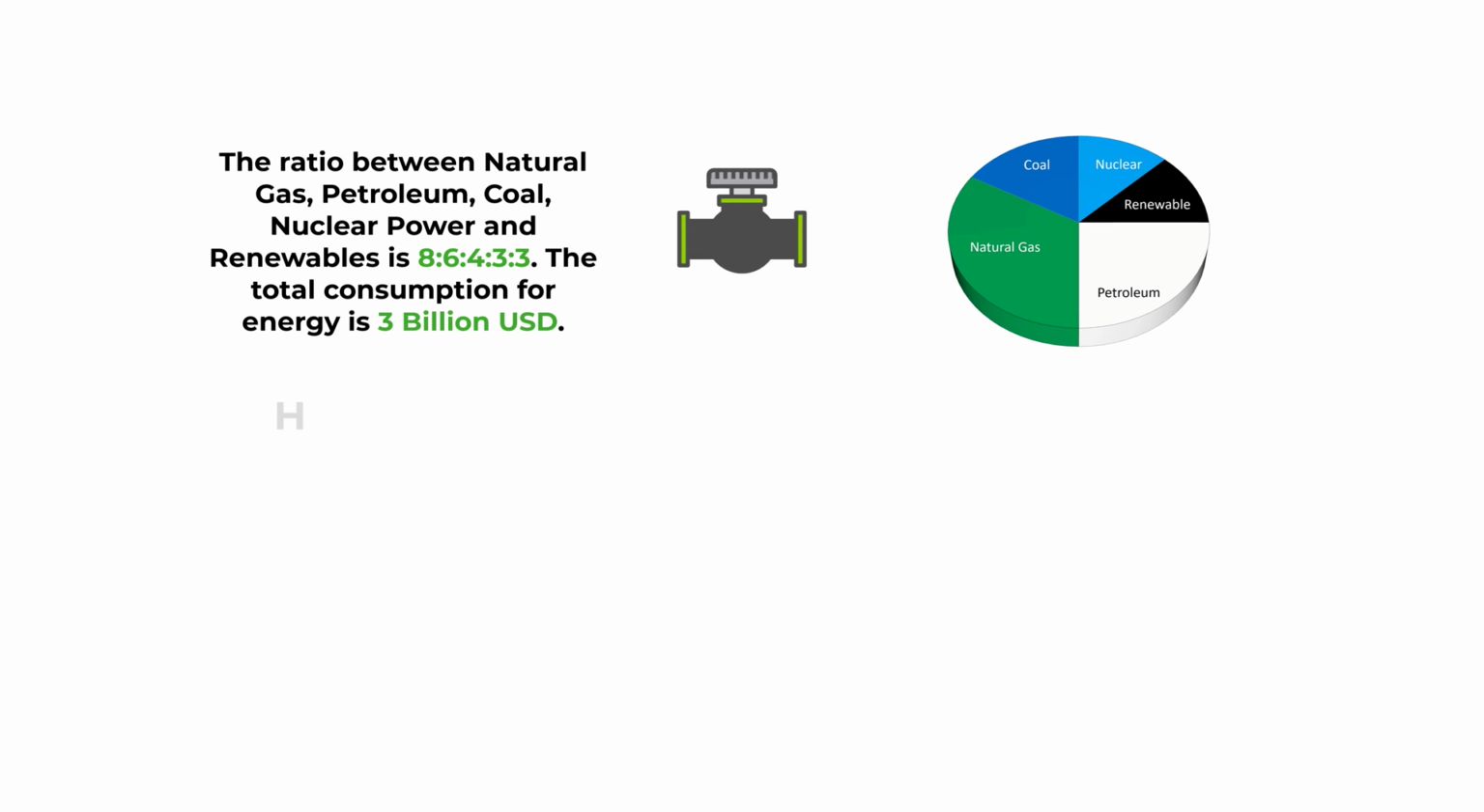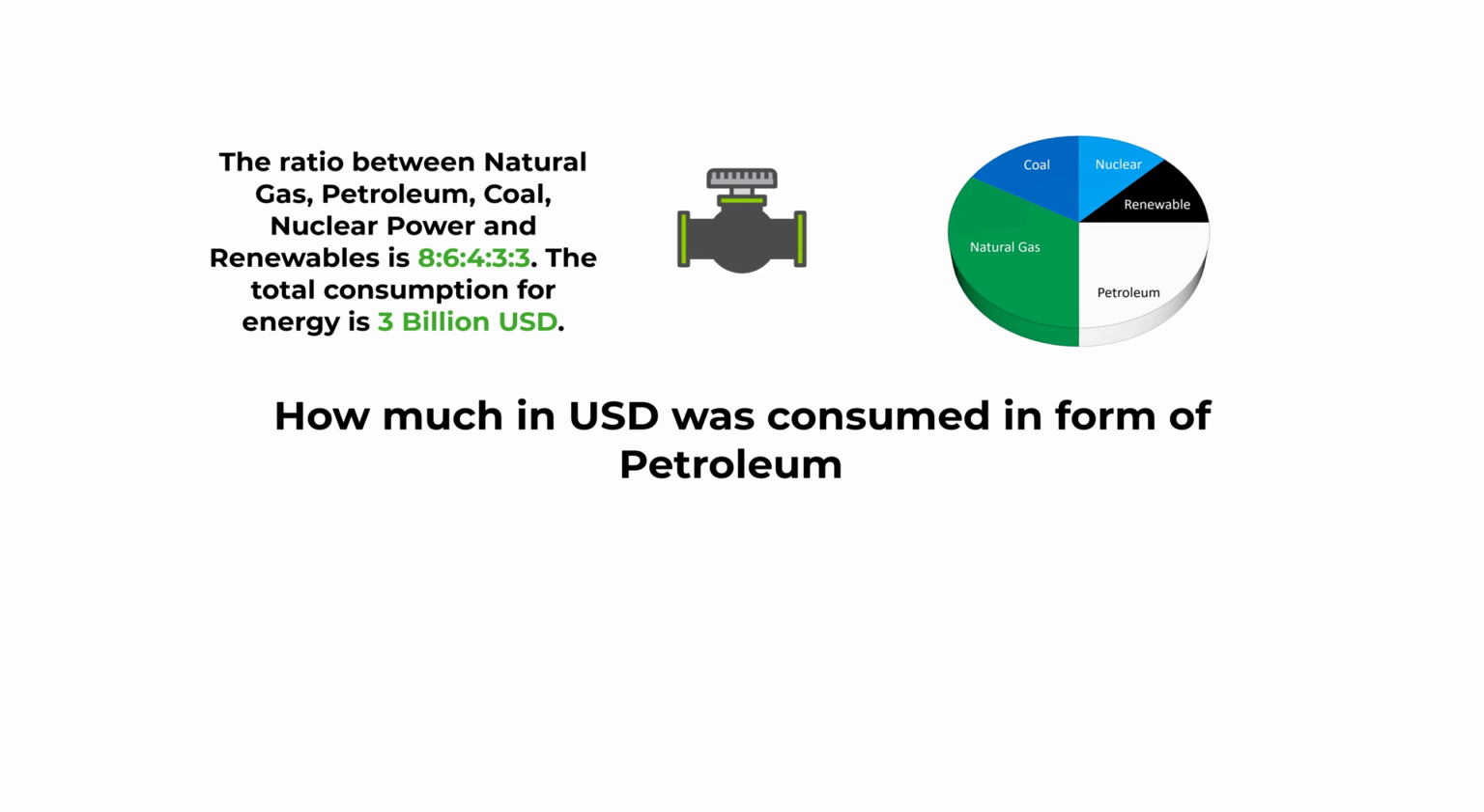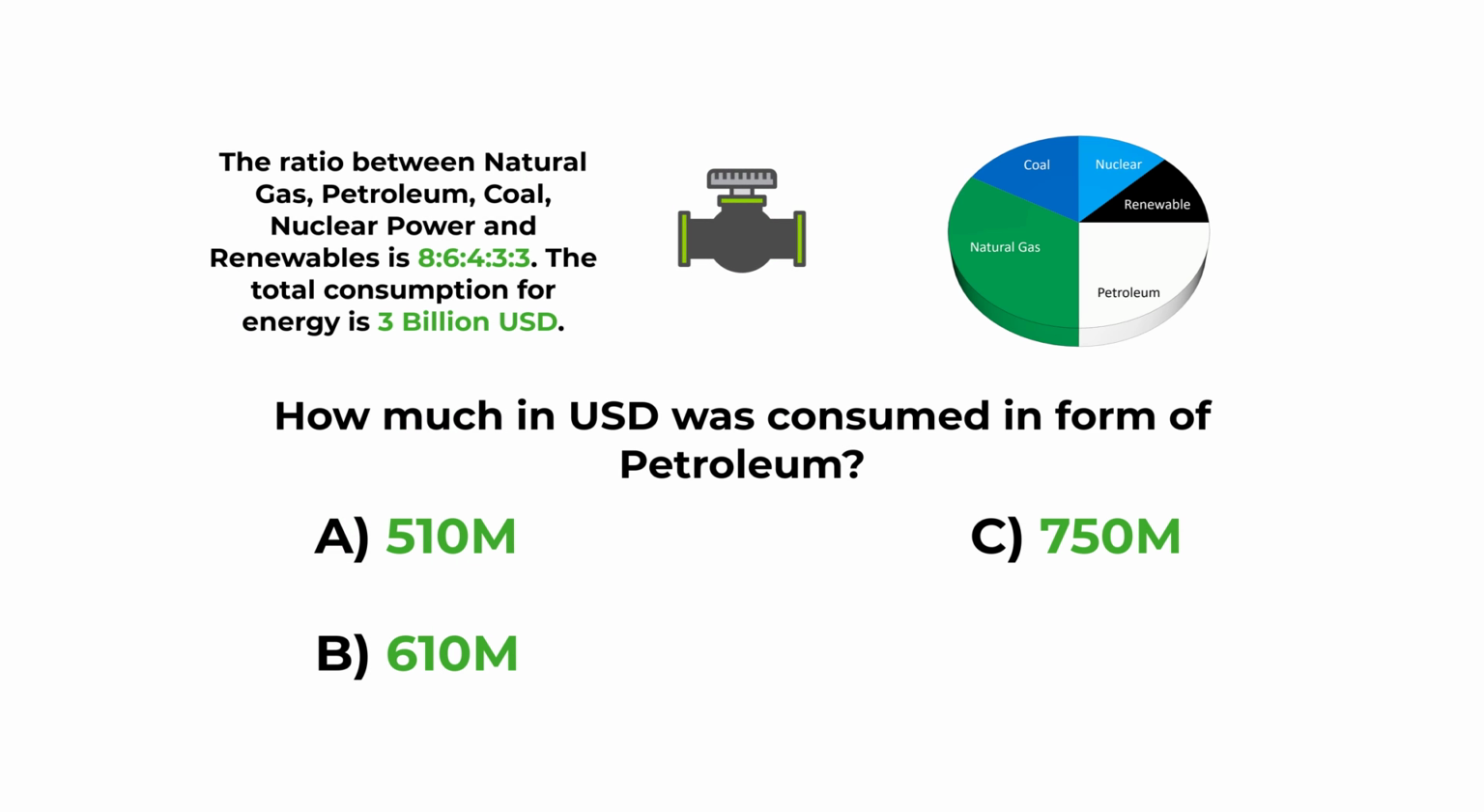So, how much in US dollars was consumed in form of petroleum? You're presented with 4 different choices. Choice A, 510 million. Choice B, 610 million. Choice C, 750 million. And choice D, $600 million.